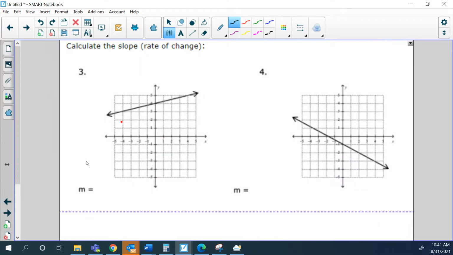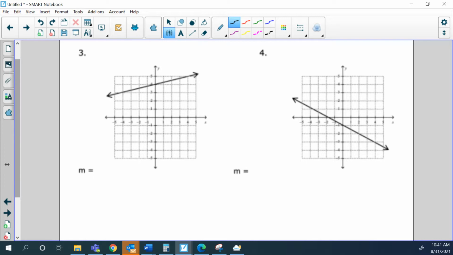Now, here you're asked to calculate the rate of change. Rate of change is just the slope, all right? And so I'm going to do two ways. I'm going to use the rise over run and the slope formula. So let's go rise over run. I'm going to pick 2 points. I call them pretty points. So that's 1 point right there and 1 point right there.